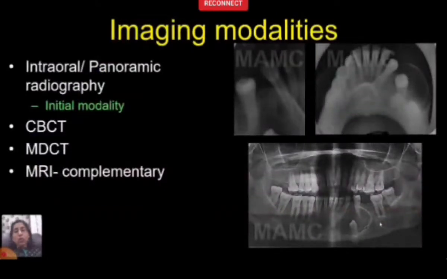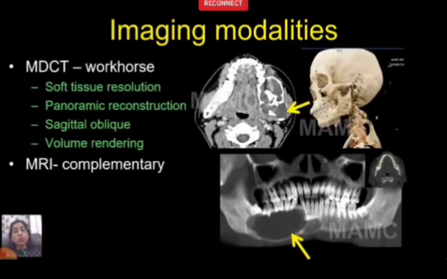So intraoral and panoramic radiographs are the first initial modality to evaluate any jaw lesion, and CBCT is another technique which is increasingly being used by oral radiologists. Now, radiographs and CBCT is what is generally managed and seen by the oral radiologists, and that is what happens at our institute at least. Where do we come into picture? We come into picture when we do an MDCT or an MR for this patient. So MDCT is our workhorse.